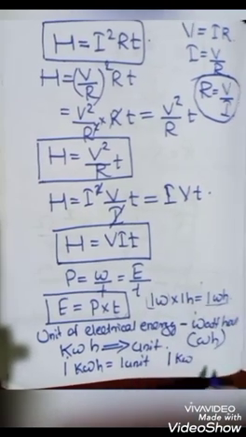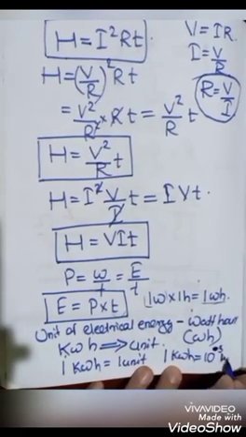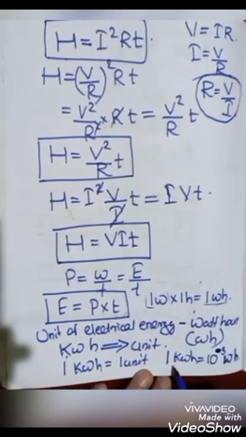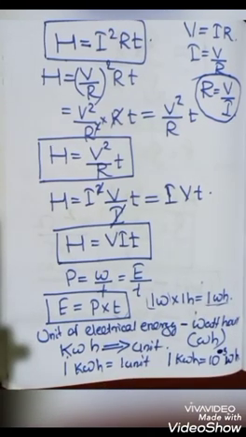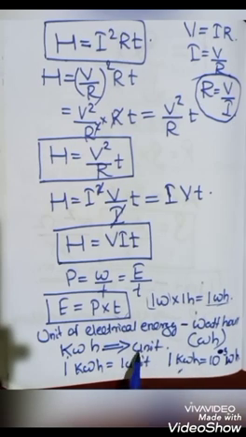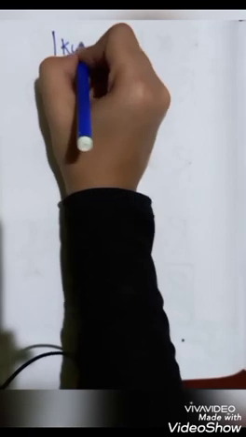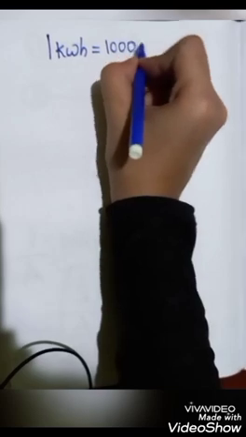1 kilowatt hour is equal to 10 raised to 3 watt hour. In some questions we have to convert watt hour into kilowatt hour, and this kilowatt hour is known as a unit. Hope that is clear. We can write 1 kilowatt hour is equal to 1000 watt into 1 hour.